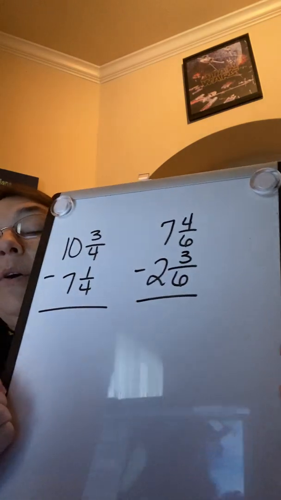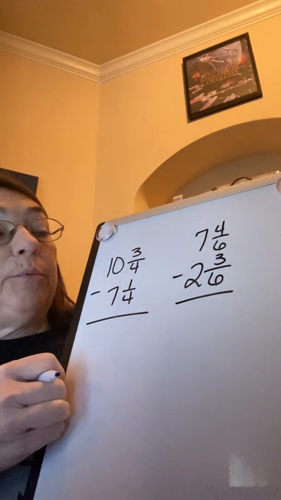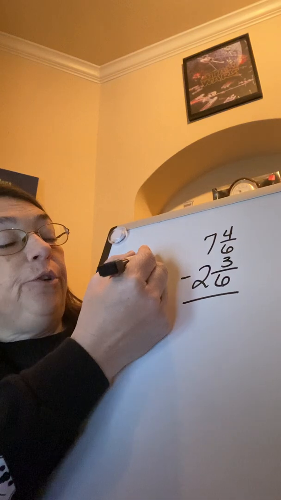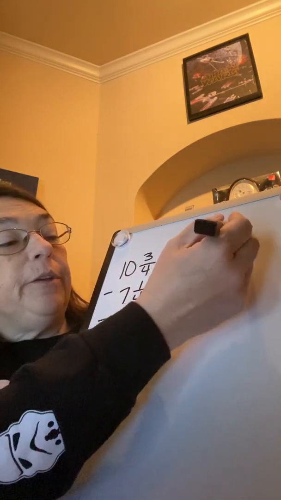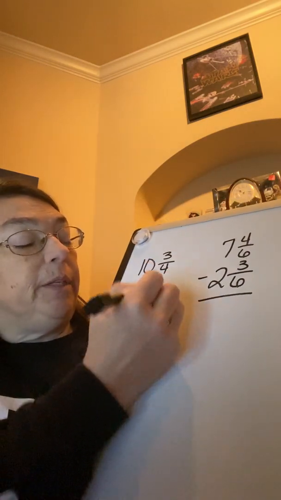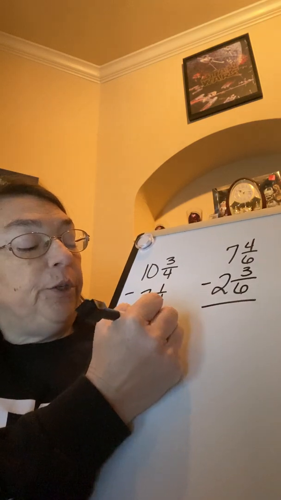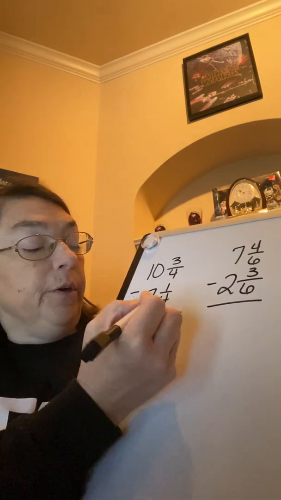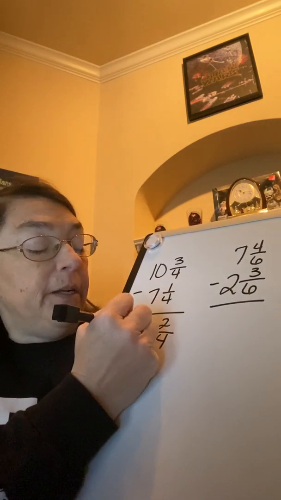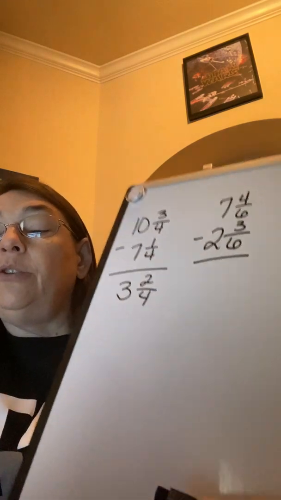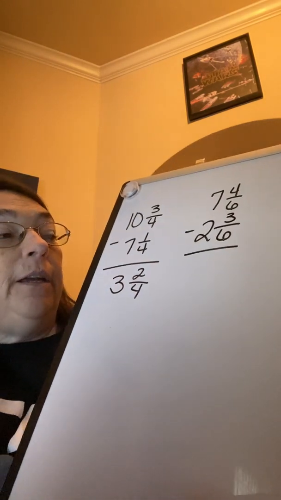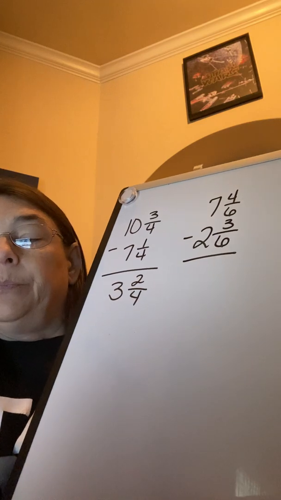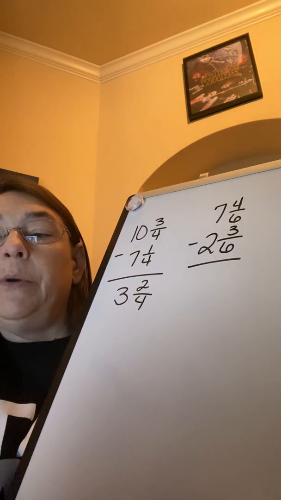All right. Both of these were simple subtraction, because your numerator on this one is bigger than your numerator on this one. Numerator is bigger, so I just simply subtract. So 3 minus 1 is 2 over 4. 10 minus 7 is 3. That should have been your answer on number 1. 3 and 2/4. 3 and 2 over 4.